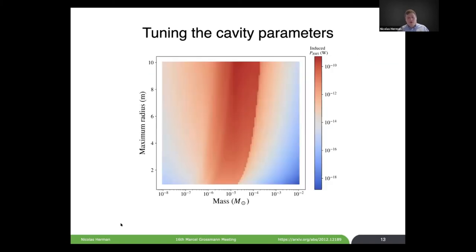And if we want to slightly modify the technique, we can tune the cavity parameters. So here, if we tune the radius of our cavity, we can slightly change the mass sensitivity of our cavity. And so depending on exactly which mass we want to scope, we can adapt the cavity.